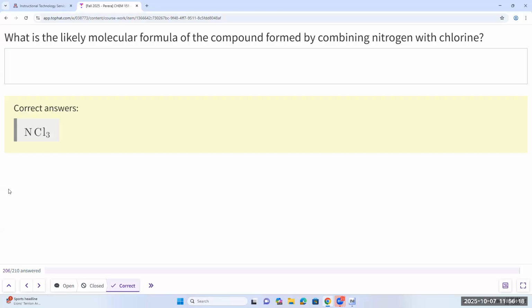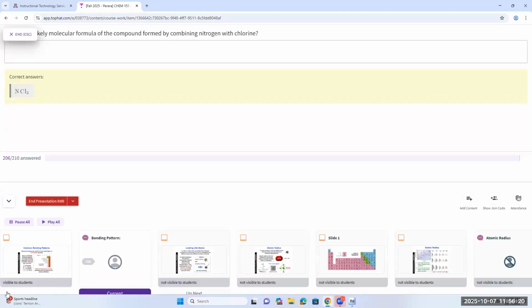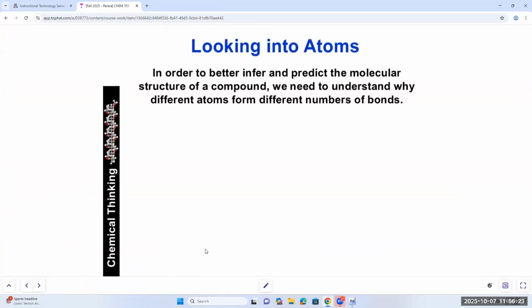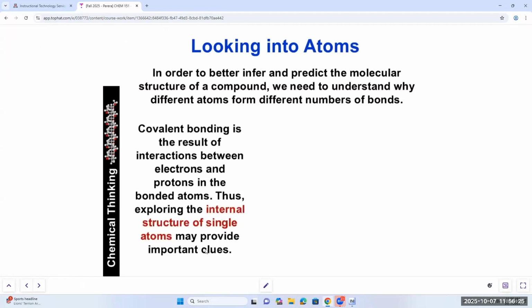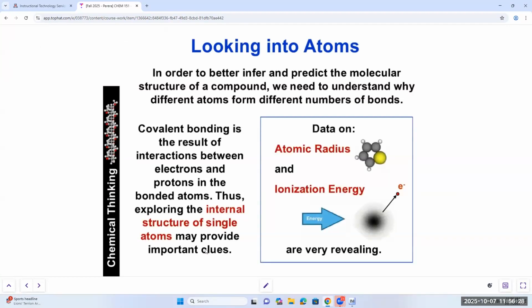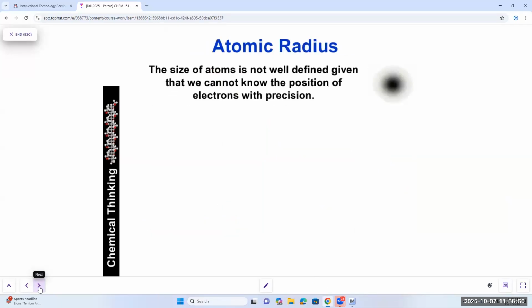To understand that, we are going to look at a little more data. More specifically, we'll be looking into atoms and at 2 types of data: atomic radius and the ionization energies. We will understand what is meant by that. We'll start today, but we will complete this discussion on Thursday. Atomic radius is about the size of the atom, right? Let me remind us.